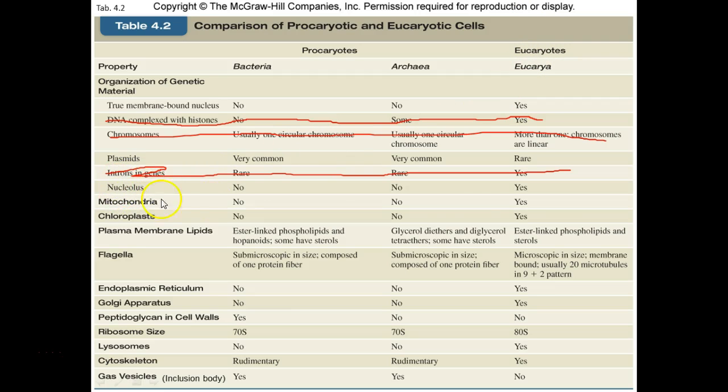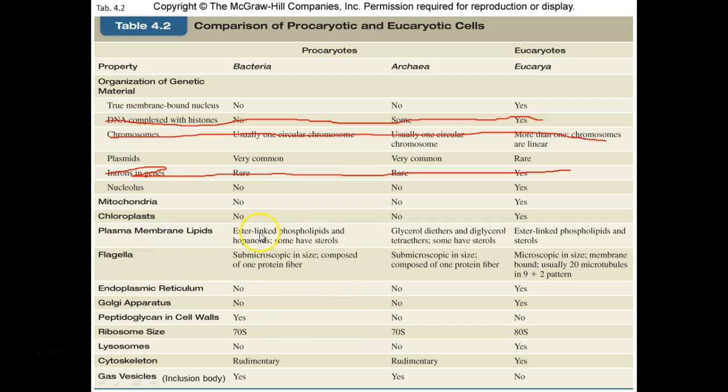Nucleolus, remember that's a specialized region within the nucleus, so again, only eukaryotes have that. Mitochondria and chloroplasts are organelles, right? Only eukaryotes have them. And then remember the plasma membranes, you have a distinctive difference between archaea and bacteria in the bonding, the ester versus the ether. And then look at this. We have the same type of bonding with eukaryotes. It's really just the archaea that are different, right? And having the different bonding, and those monolayers that they can form in the branched.